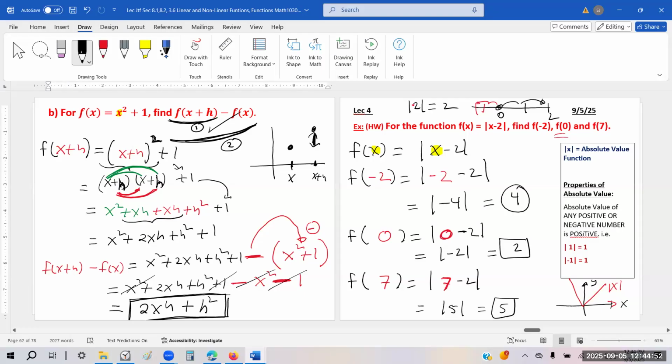Question? Why is it 7? So negative 2 or 2? Because they said find f of negative 2, f of 0, and f of 7. For this function, find the 3 y values for the 3 x values given. The first we substitute x with negative 2, the next x is 0, and the last x is 7. So this is part A, this is part B, and this is part C. Any other question?